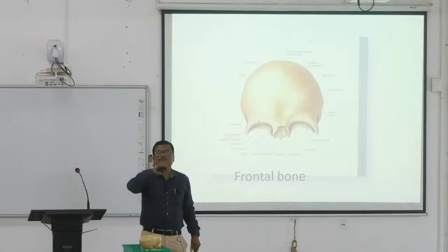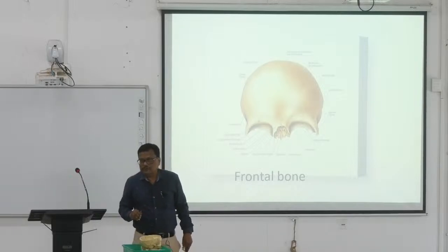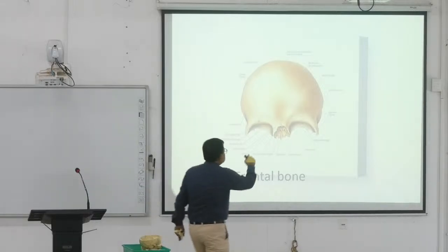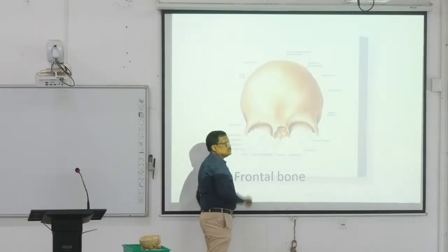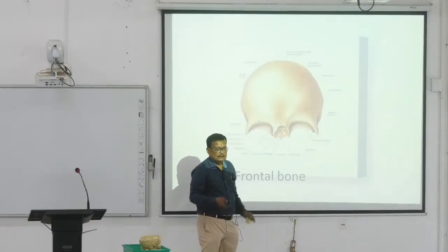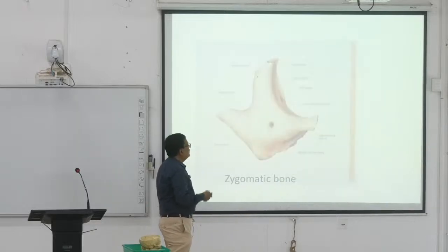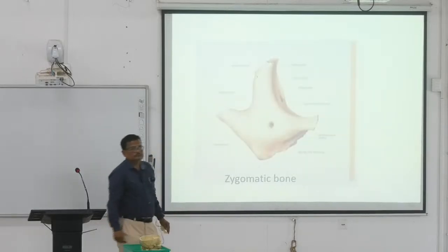Why? Because it forms the roof of the orbit. And this margin we call the supraorbital margin. Clear? The next bone is the zygomatic bone.